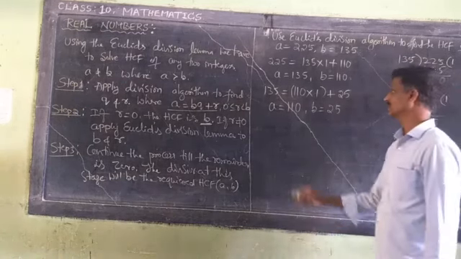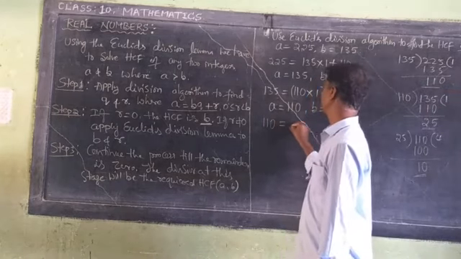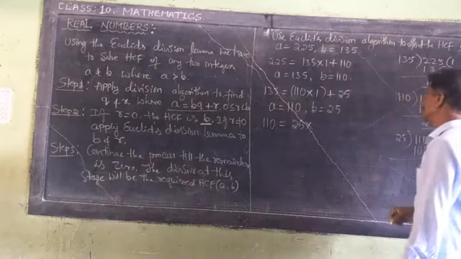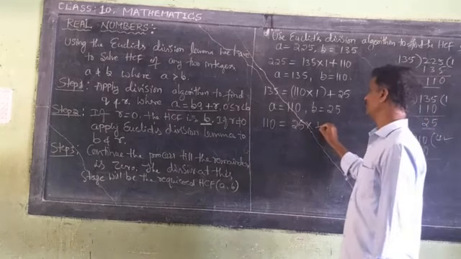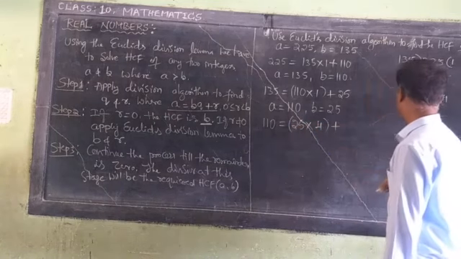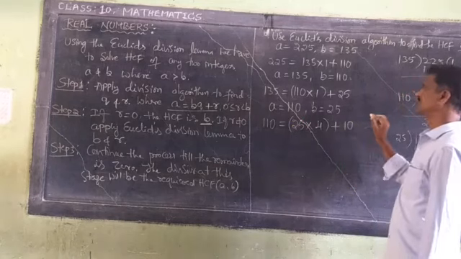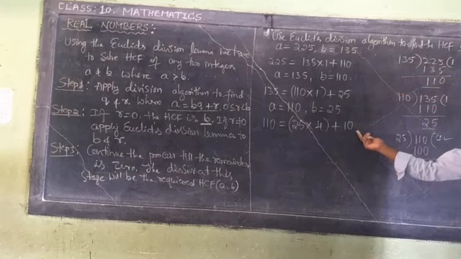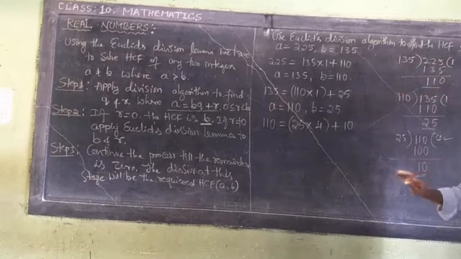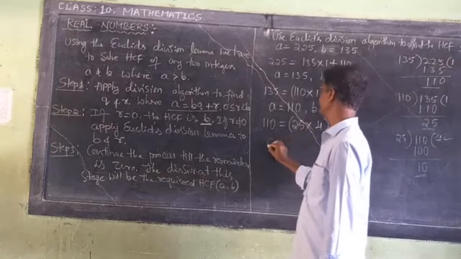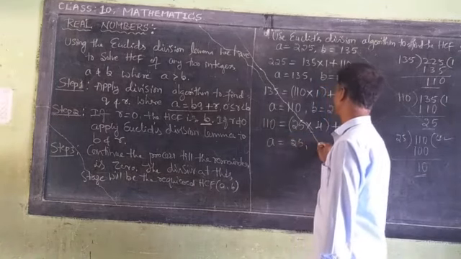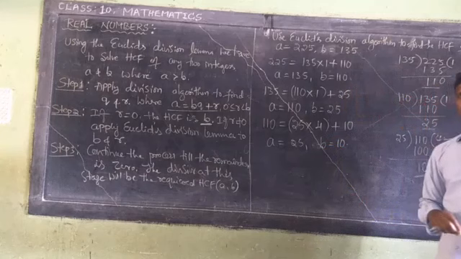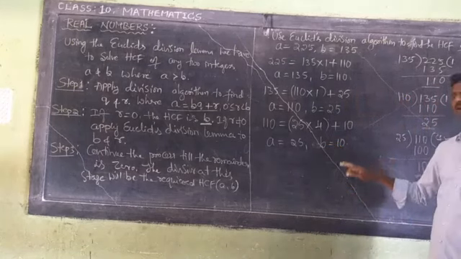Now you can write: 110 is equal to 25, the divisor, into the quotient 4, plus the remainder 10. Is the remainder 0? No. Again, you can continue the process. Here A is equal to 25 and B is equal to 10. Again you continue the division lemma.